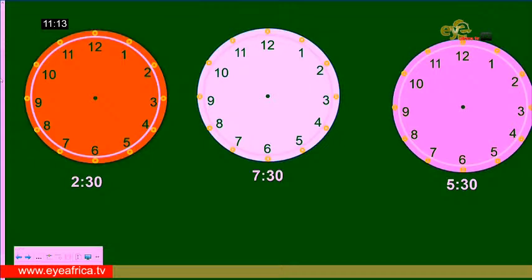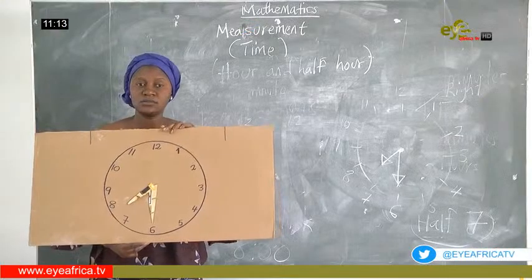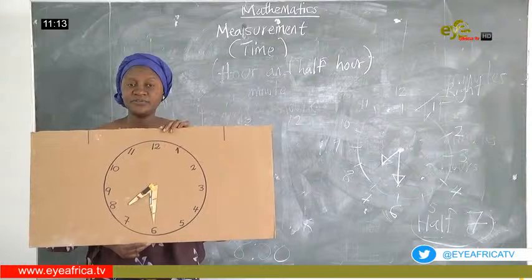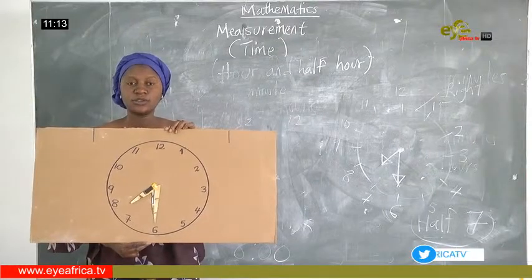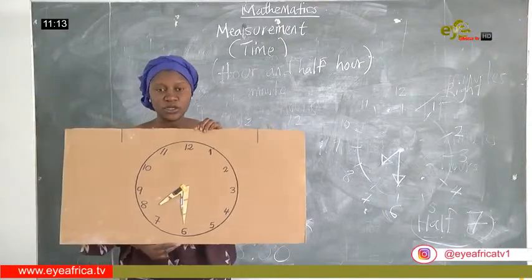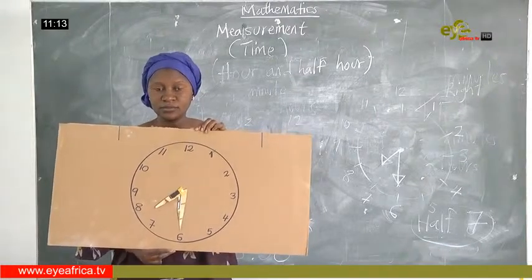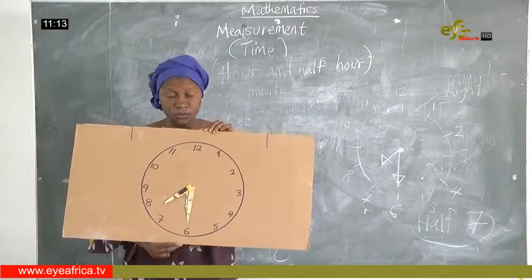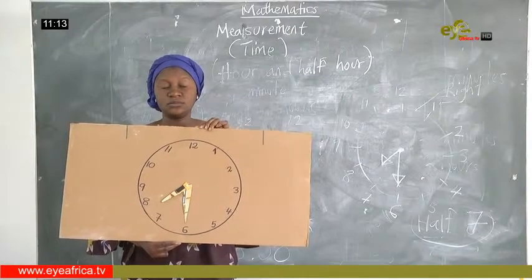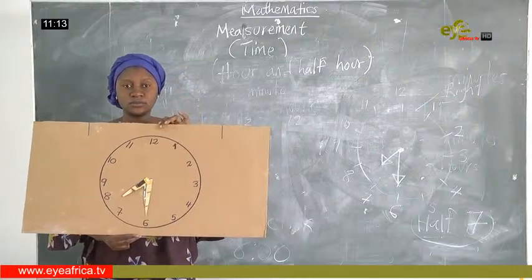The last clock face there is the one with the color pink. There it is showing us what? 5:30, which is the same thing as 30 minutes past 5 or 30 minutes to 6. You can call it 30 minutes to 6, 30 minutes past 5, or 5:30. All those are correct.